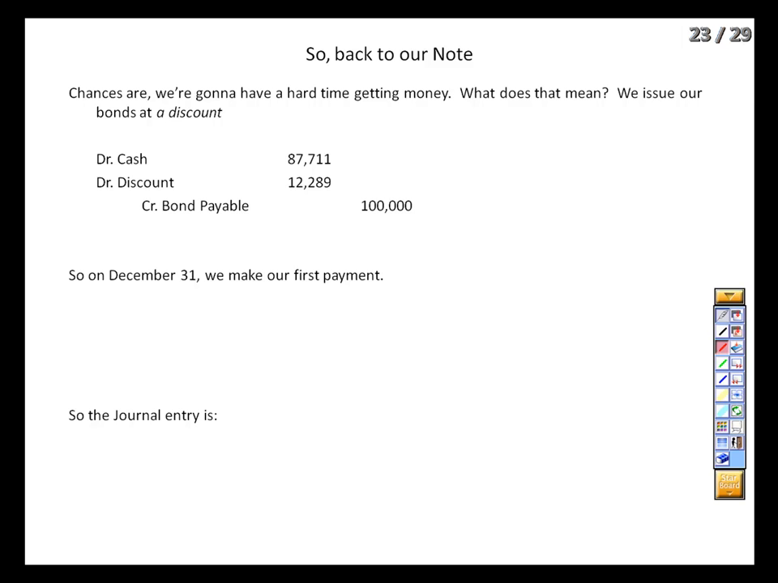Here we were paying 8% in a 10% world, and therefore we had to issue our bonds at a discount, accepting only $87,711 for our $100,000 face value note. We plugged the difference into our discount account, which means that we've got $87,711 of their money, and our balance sheet says that we've got a liability of $87,711. Those jive. Excellent.